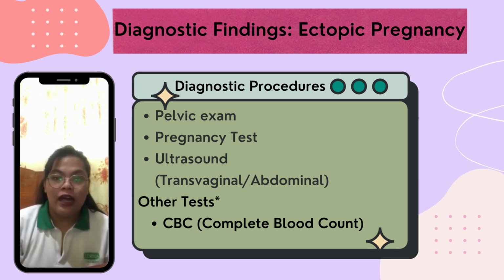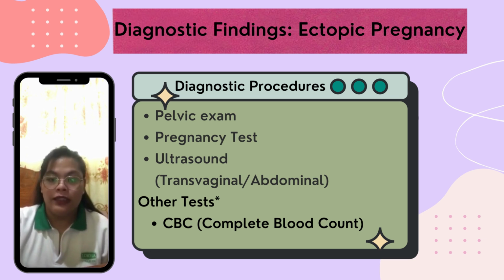So next is ultrasound, transvaginal ultrasound. A transvaginal ultrasound allows your doctor to see the exact location of your pregnancy. For this test, a wand-like device is placed into your vagina. It uses sound waves to create images of your uterus, ovaries, and fallopian tubes and sends the picture to a nearby monitor. Next is abdominal ultrasound, in which an ultrasound wand is moved over your belly, may be used to confirm your pregnancy or evaluate for internal bleeding.